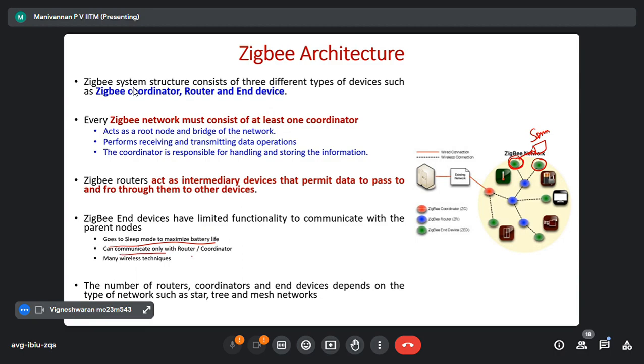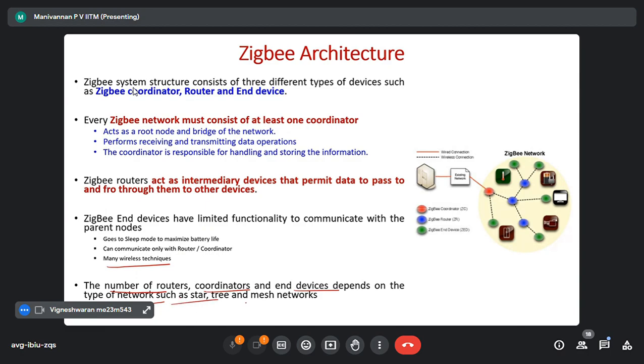It can communicate only with a router or coordinator. Two end devices cannot communicate with each other. That's what is important, no doubt. Okay, then many wireless techniques can be used. What type of this one we'll talk about when we come to the types. The number of routers, coordinators, and end devices depends upon the type of the network.